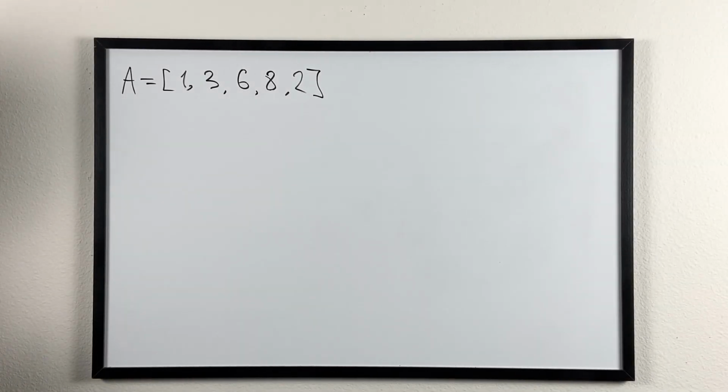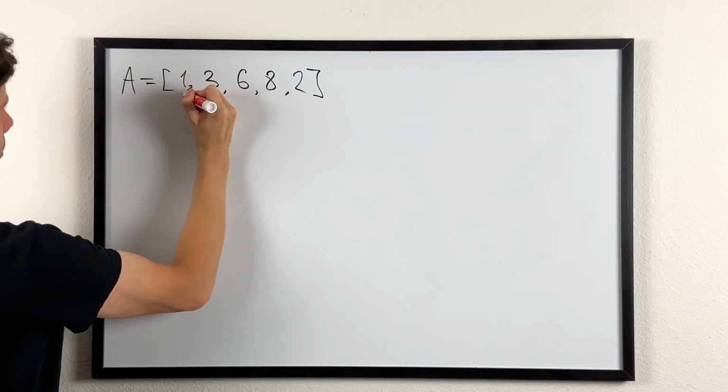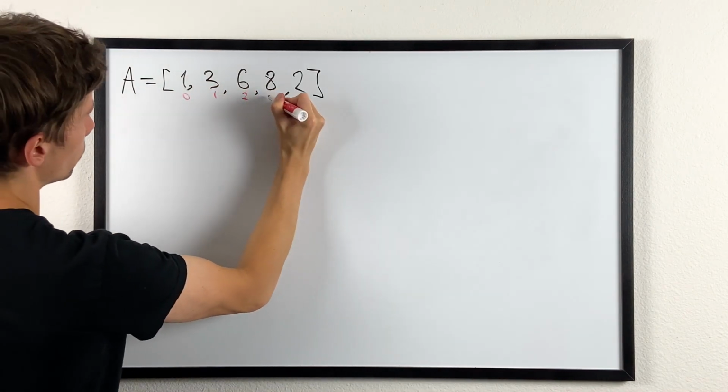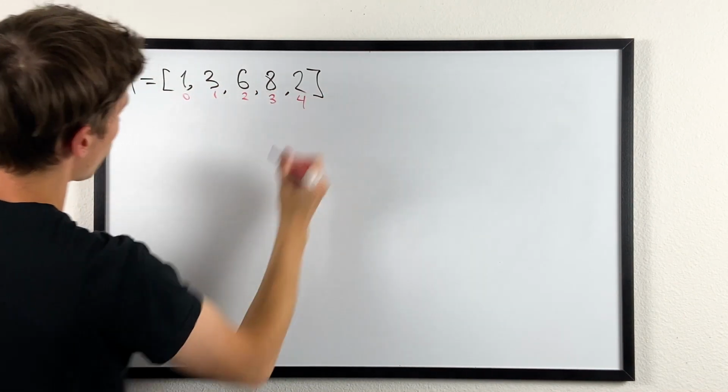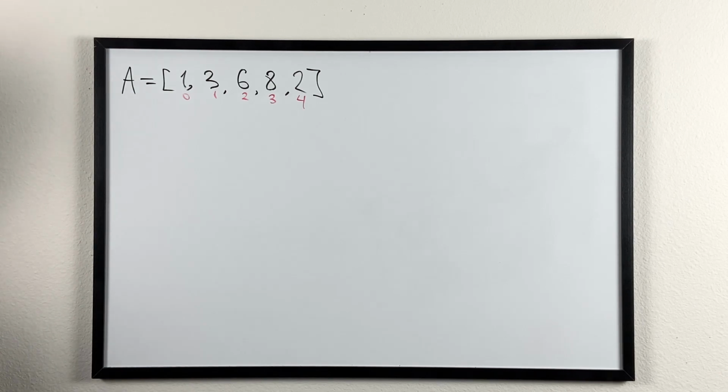Here we have an array of integers a: 1, 3, 6, 8, 2. Let's put indices under the integers: 0, 1, 2, 3, and 4. So how can we solve this problem? We need to reverse this array and we need to do it in place. So we cannot create a new array, we need to reuse an existing one.